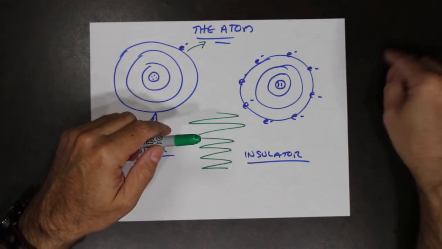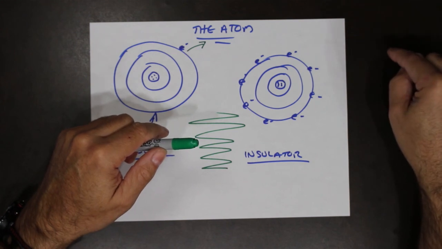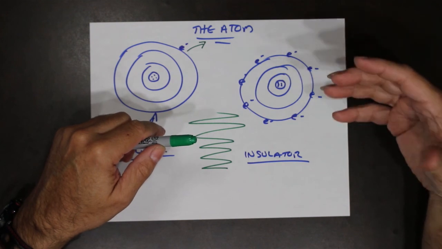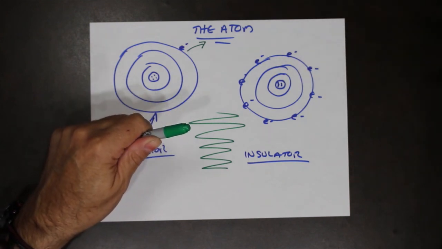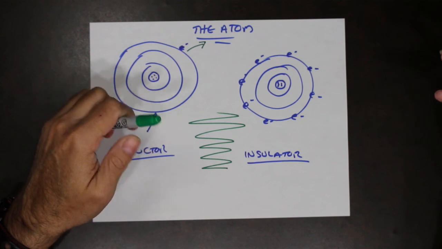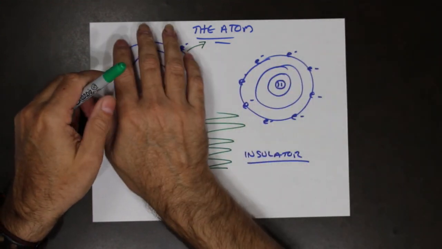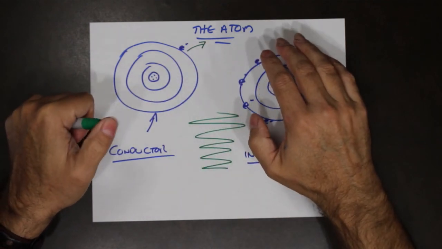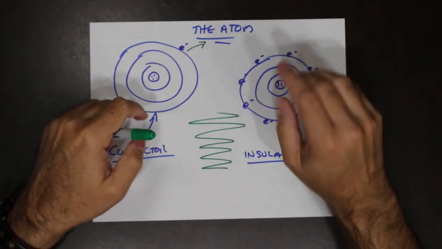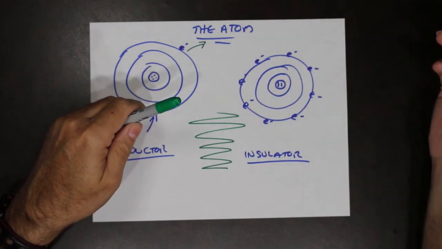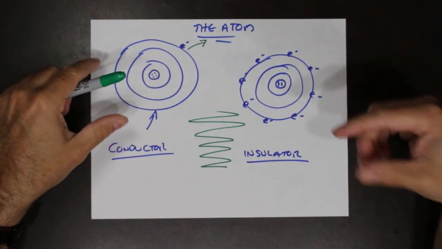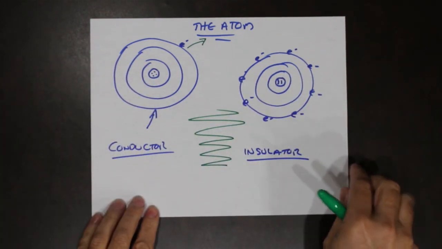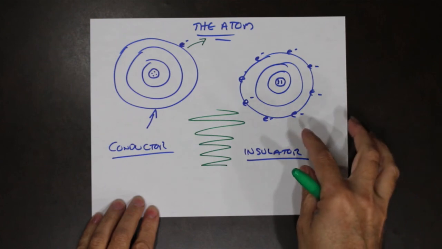Typical example, a bolt of lightning hitting a tree. The bolt of lightning carries enough energy that you can actually force electricity through something that is normally an insulator. So a conductor is something that normally conducts. An insulator is something that normally does not conduct, but you can force an insulative material to conduct electricity if you apply enough energy to it. So that's the difference between a conductor and an insulator.